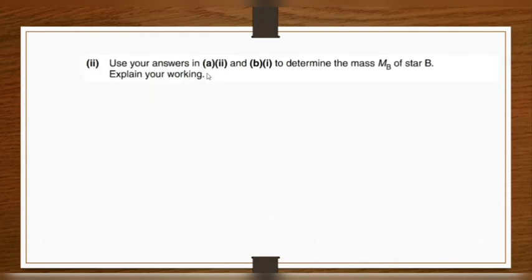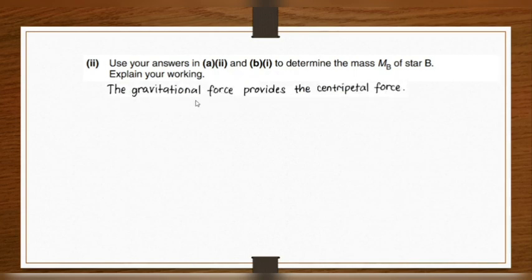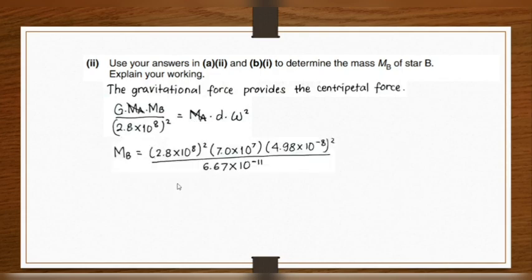Use your answers in a(ii) and b(i) to determine the mass MB of star B. Explain your working. Again, the gravitational force provides the centripetal force. So we have G MA MB over R squared, where R here is the distance between A and B, equals MA times d times omega squared. Here we can cross MA out, then we can get MB, which is 2 times 10 to the 29 kilograms.